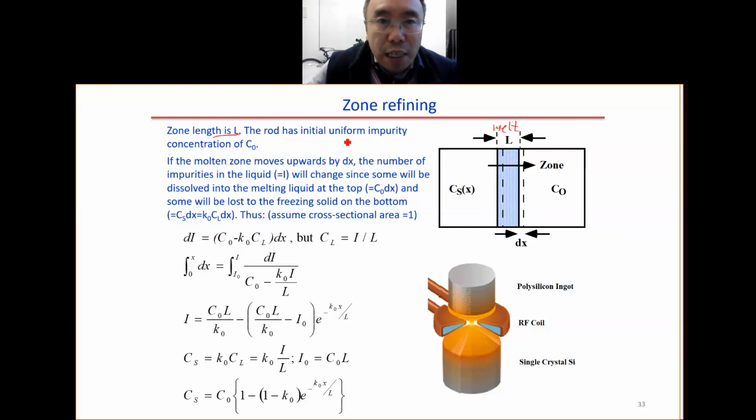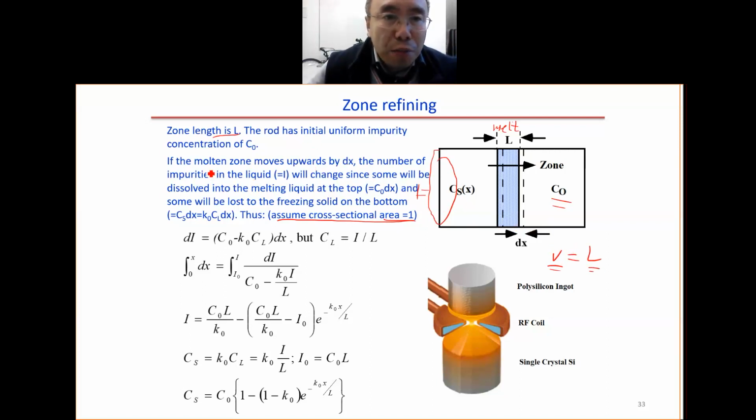The rod has an initial uniform impurity concentration of C0. Before we do the zone refining, before we do the zone heating, we have a constant dopant concentration at C0. And to make it simple, we assume the cross-sectional area is equal to 1. If the area is equal to 1, then the volume is equal to the length. So that makes sense.